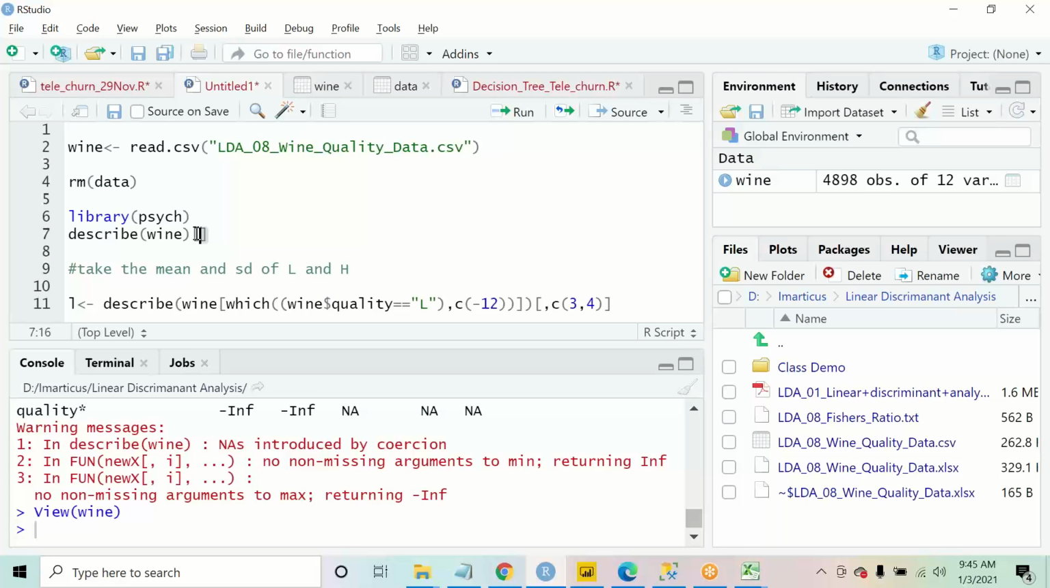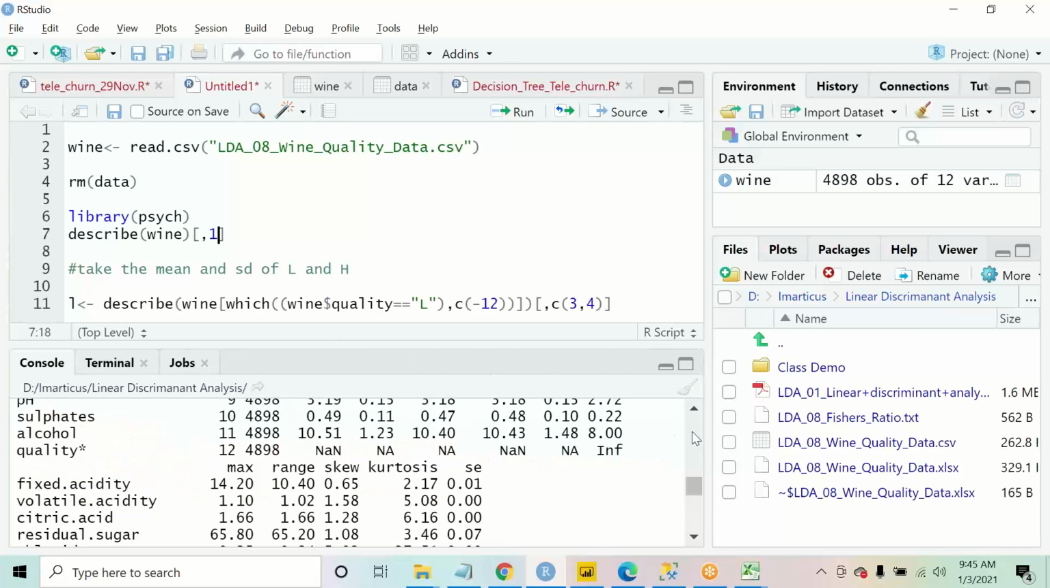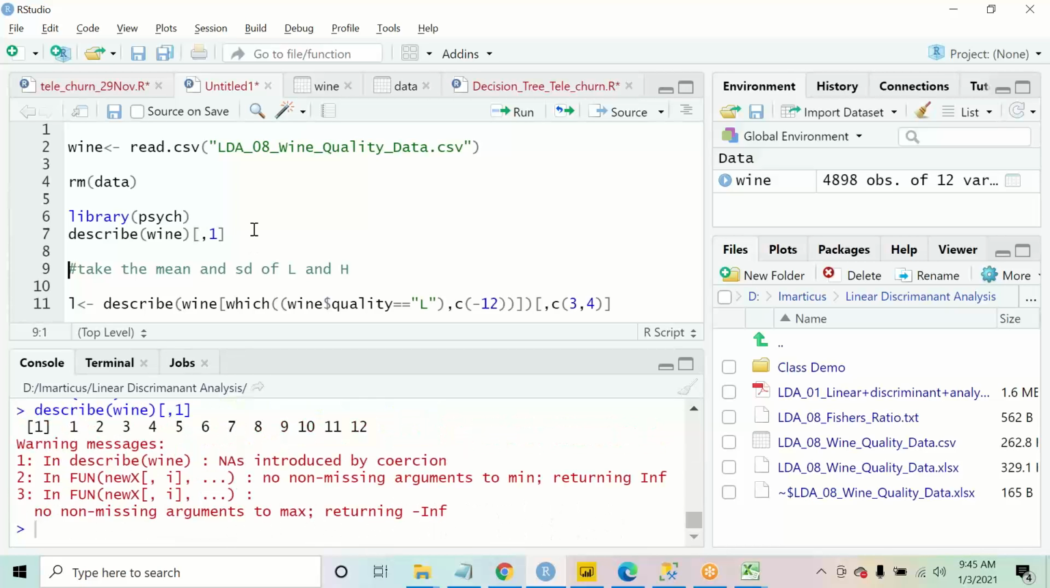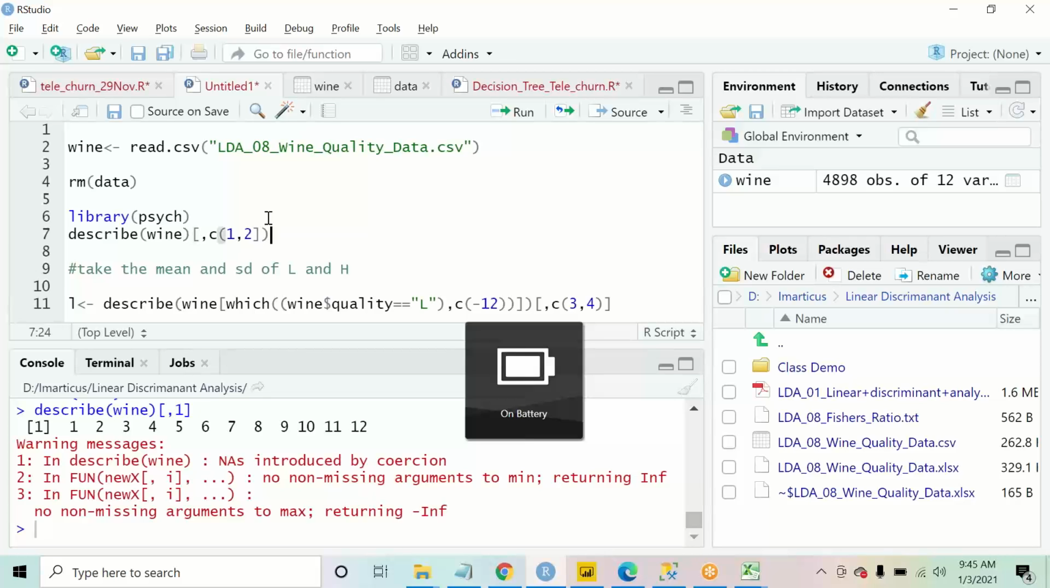If I say describe wine, I want to see all the rows, but column only 1. So when I say column 1, it will only give me the count, right? Oh, sorry, vars. It will give me only the vars, the variable number over here, right? 1, 2, 3, 4, 5, 6 up to 12. And if I define that I want the columns 1 and 2, it will give you var and the n also.